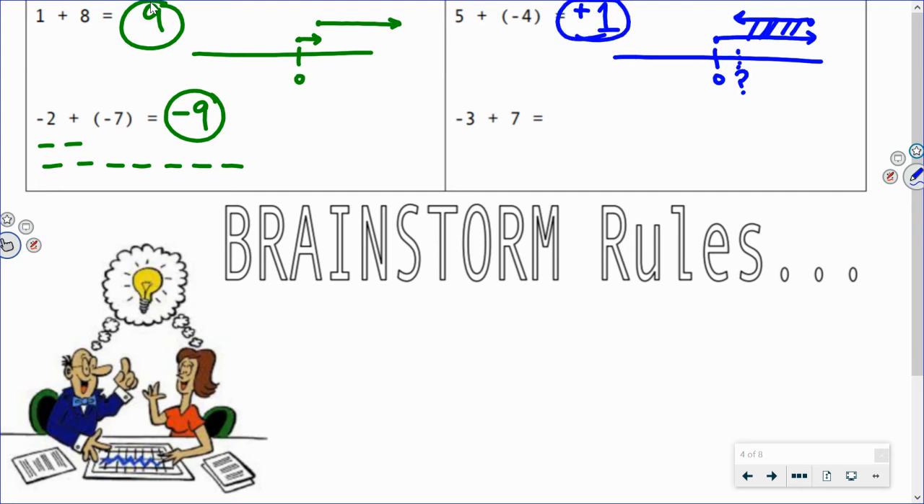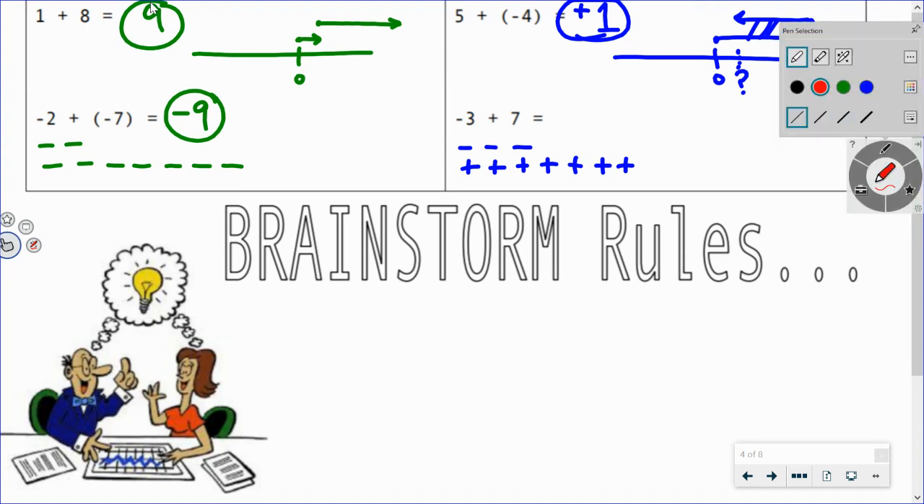And -3 plus 7, again, some of you just like the plus and minus symbols. -3, 7 pluses. Quickly, we see our 0 pairs here, leaving us with +4. No, you don't have to write the plus sign, but if you wish, you may.